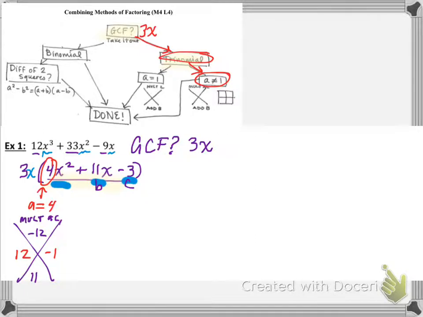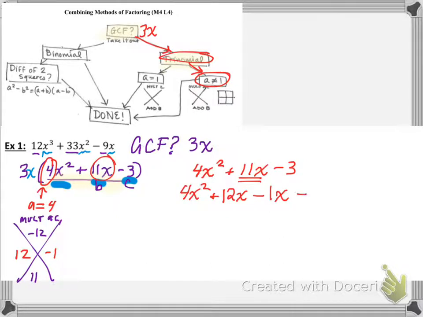Okay, so factoring by grouping says we're going to split the 11x into 2 terms, into a 12x and a negative 1x. So I'm going to do this off to the side. So we had 4x squared plus 11x minus 3, and then I'm going to take the 11x and split it into a 12x minus a 1x. And then I'm just going to bring down the 4x squared, bring down the plus sign, bring down the minus 3.